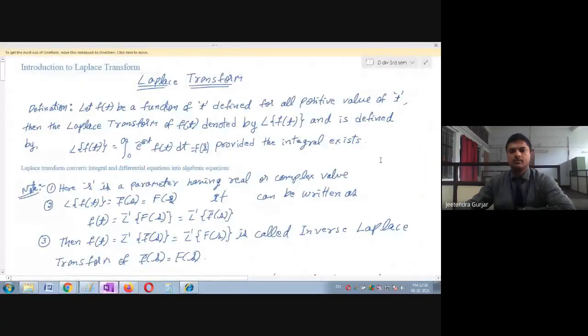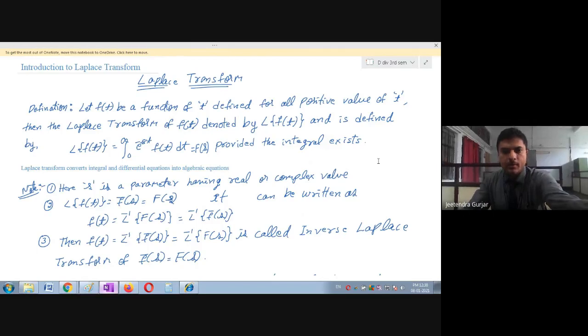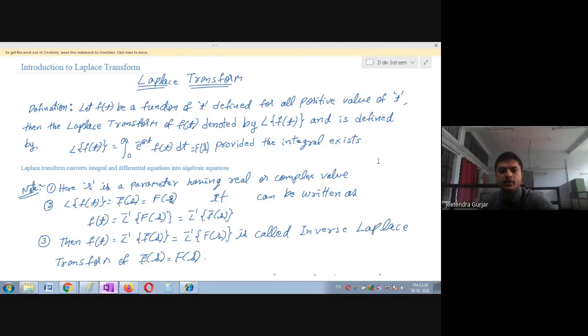Yes, students, this is the introduction class of Laplace transform. Here we are going to discuss the definition of Laplace transform and some of the formulas, and let us see one by one. So we can see here, introduction to Laplace transform.